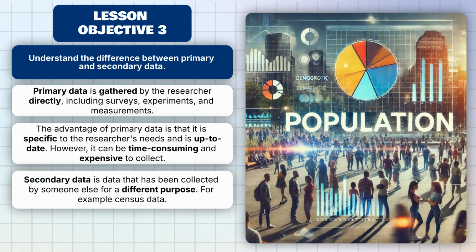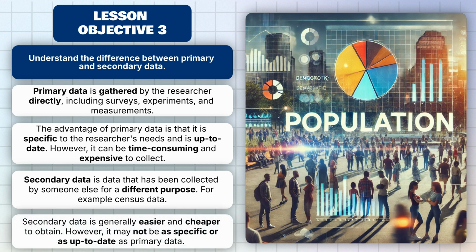Secondary data, on the other hand, is data that has been collected by someone else for a different purpose. Researchers use this data for their own work. Examples of secondary data include census data, data from academic journals, and information from government reports. The advantage of secondary data is that it is generally easier and cheaper to obtain. However, it may not be as specific or as up-to-date as primary data.